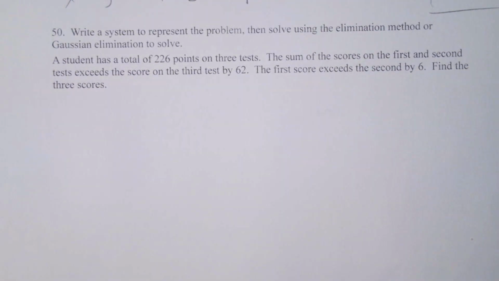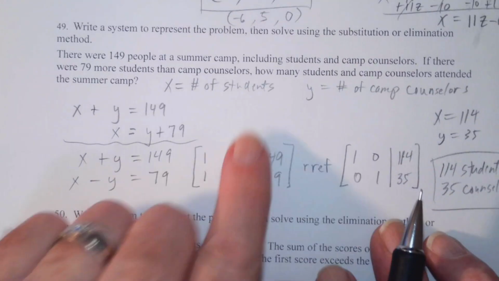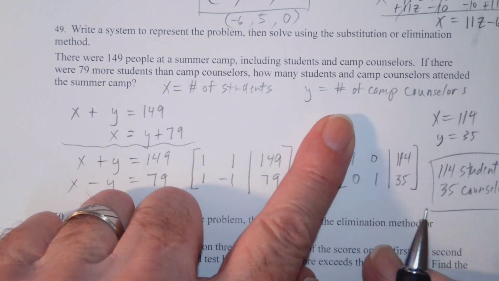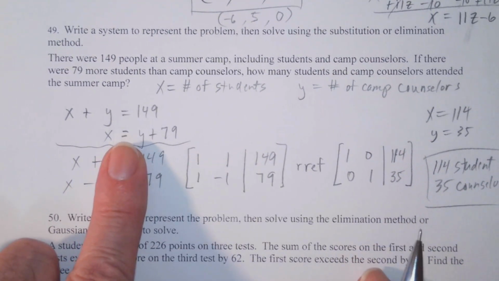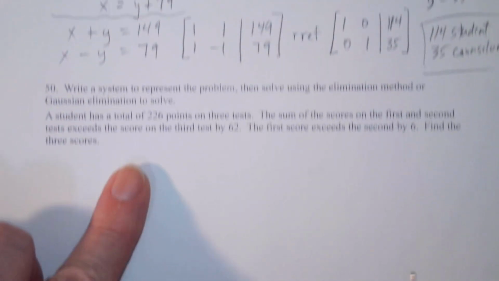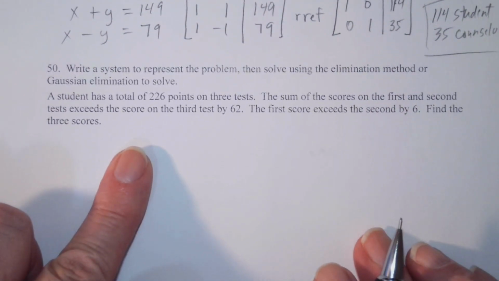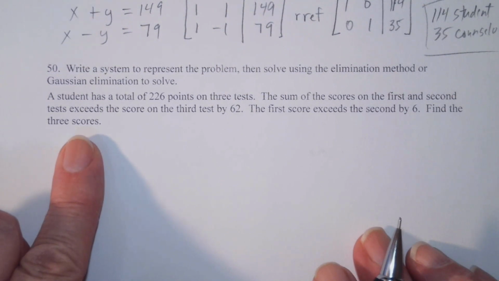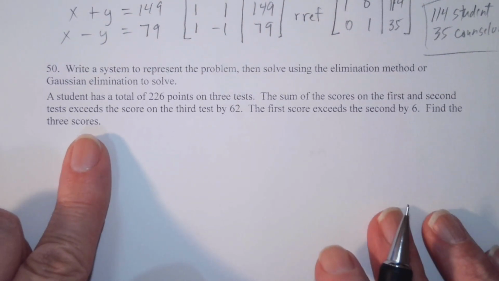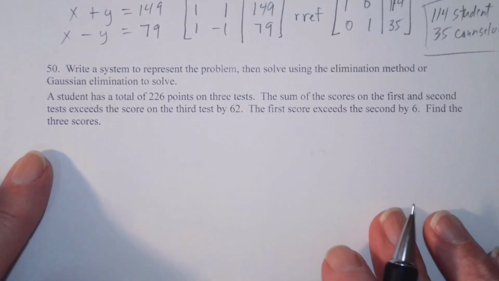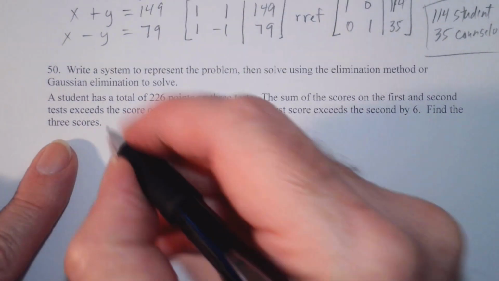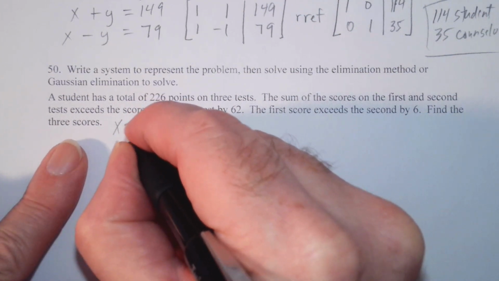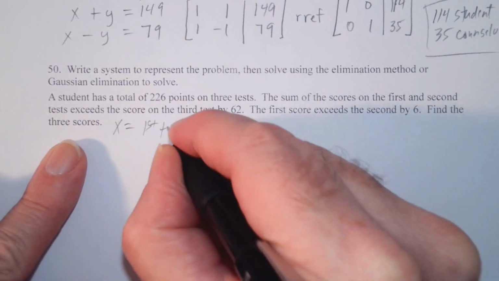Find the 3 scores. Now, one of the things I didn't mention, but you should be aware of, is if you're trying to find 2 variables, you're going to need 2 equations in those 2 variables. In this case, you're looking for 3 scores. So you have an x, a y, and a z, and so you're going to need 3 equations in the same 3 variables. So in this case, we need to find the 3 test scores. So x is the first test score.